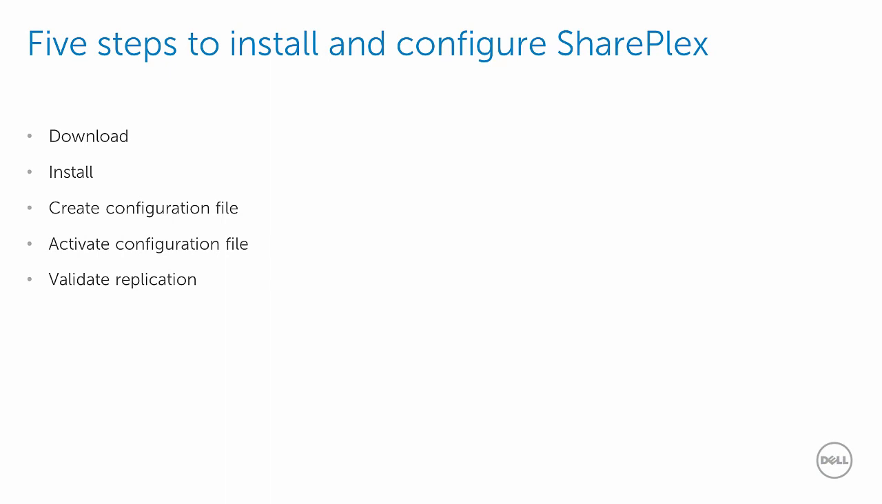First, we need to download the software from our website. Next, we'll install the software. The very next step will be to create a configuration file. Once we do that, we activate the configuration file, and then we'll validate replication.